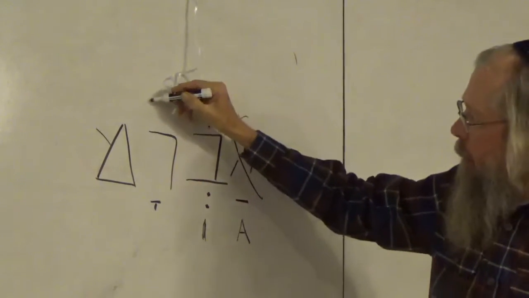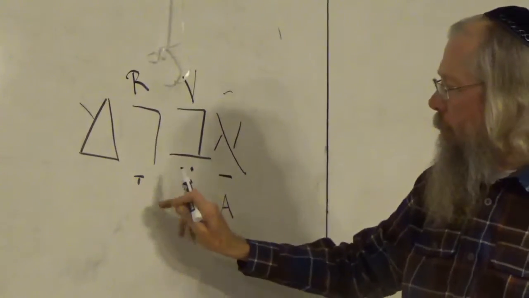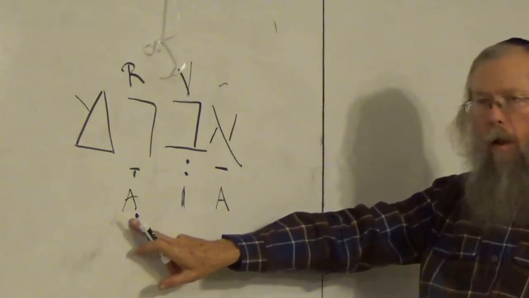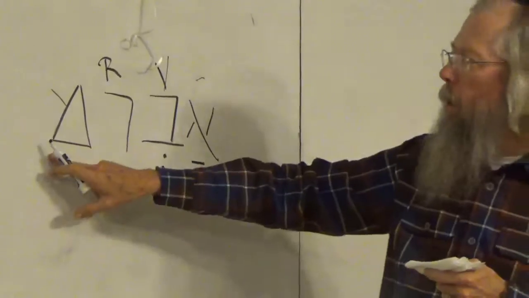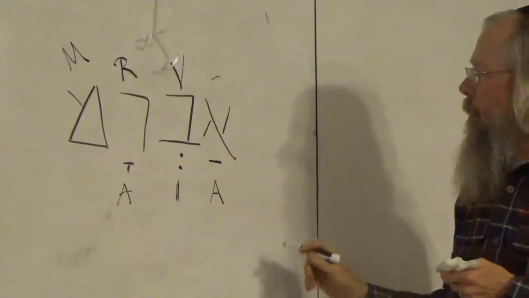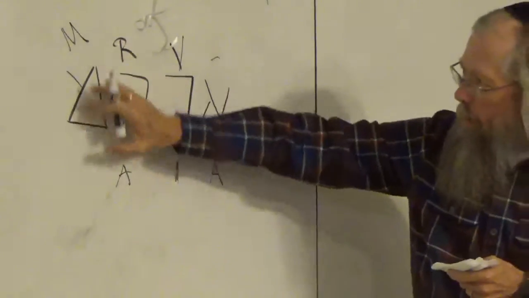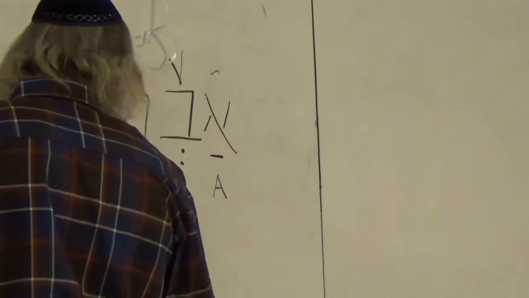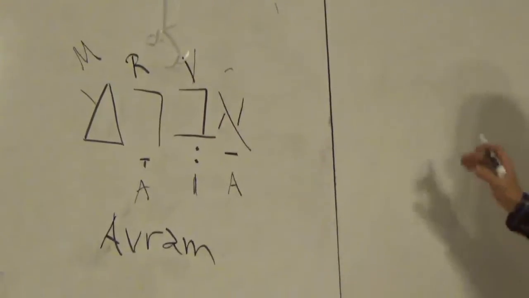Resh. This one also is a vowel A, another vowel A, there are two A vowels. And then this is a mem, actually a mem sofit, which is M. So the way you read Hebrew is A, V, Ra, Avram. His wife.